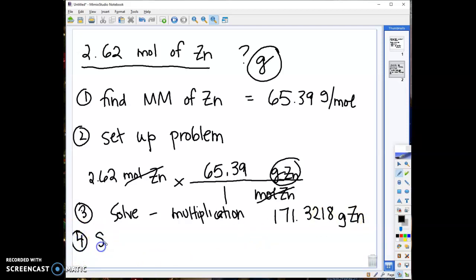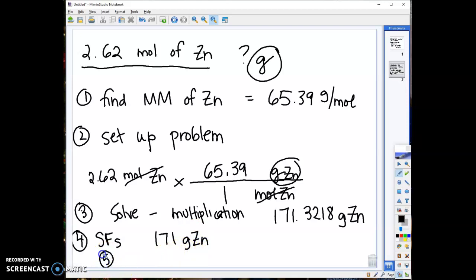Now after I've solved, I need to look at sig figs. So I go up to my original problem, 2.62. That's 3 sig figs. So my answer needs 3 sig figs. So my answer would be 171 grams of zinc.